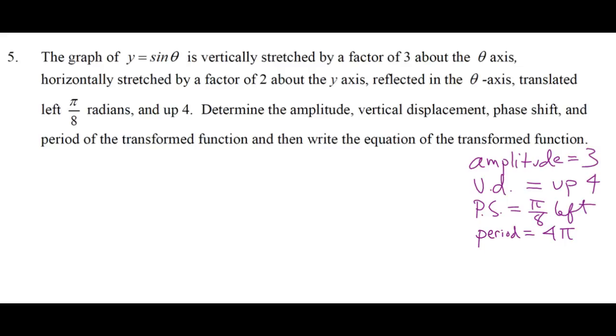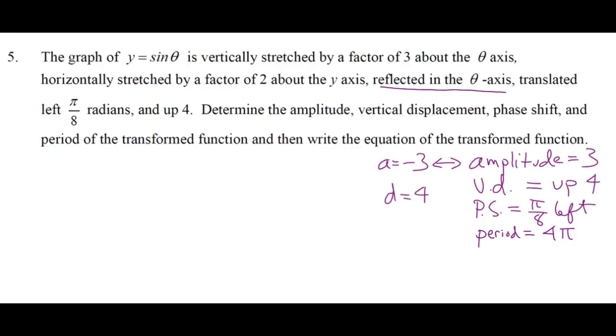Associated with these, then, if we're going to do this, what value of A is associated with the amplitude? 3, but then we've got this reflection, so our A value is going to be -3. What's our D value? So D is +4, right?